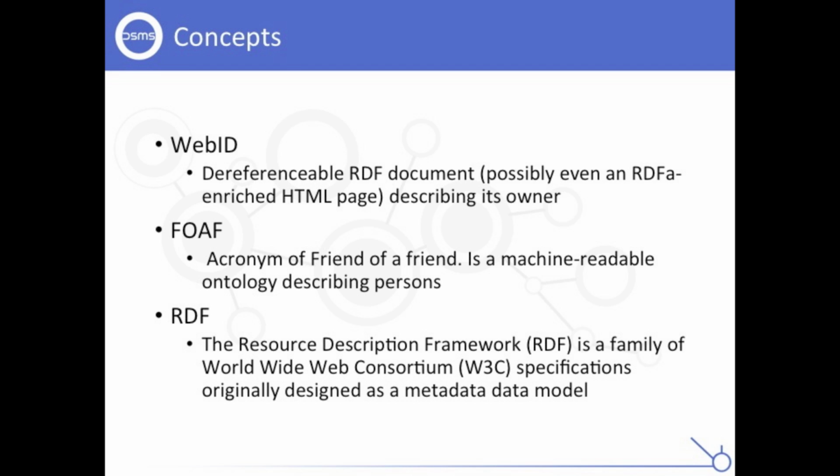So, in this architecture we have to know some basic concepts. The first one is the WebID concept, which is a dereferenceable RDF document describing its owner. Then we have the concept of FOAF, which is the acronym of friend of a friend, as I said, and it's a machine-readable ontology describing persons. The last one is RDF, which is an acronym for Resource Description Framework, and it's a family of World Wide Web Consortium specifications, originally designed as a metadata data model.